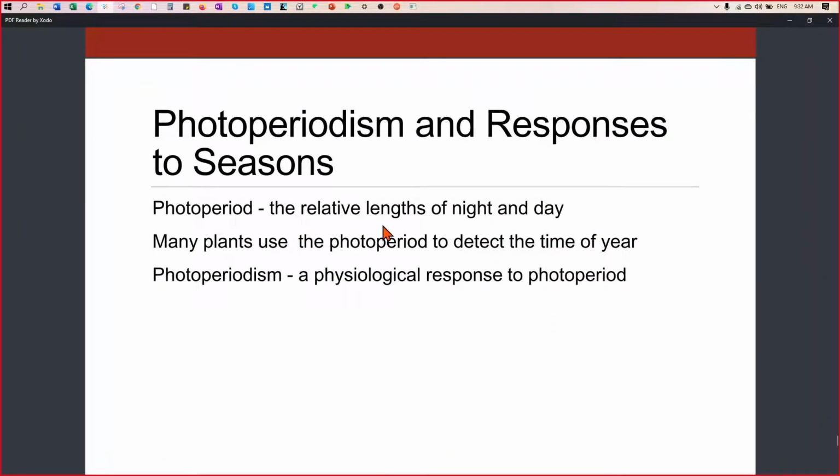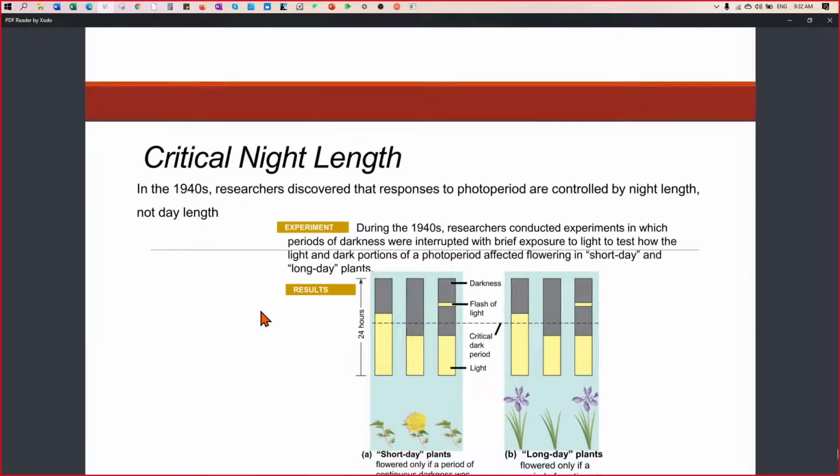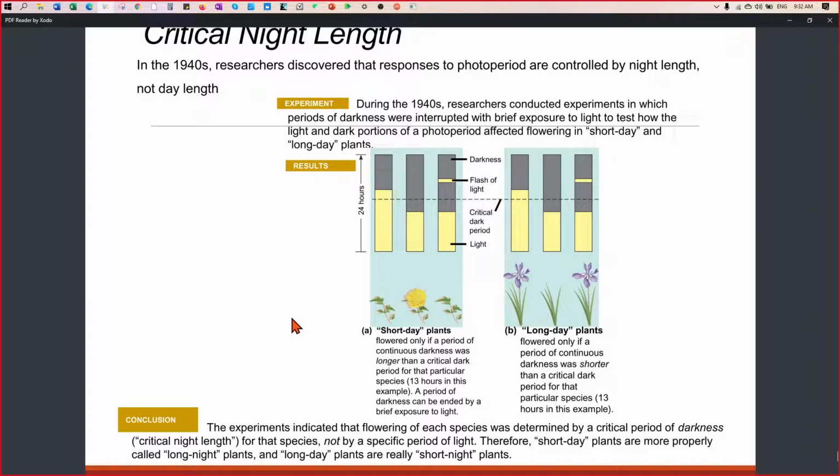Okay, so photoperiod is the relative length of day and night, and photoperiodism is the phenomenon, the physiological response due to the photoperiod duration. And this is where it comes again, the concept of short day, long day, and day neutral plant. Okay, so here's a simple example for you. We got the short day plants that require a shorter amount of daylight in order to flower, and you have long day plants which require a relatively longer daytime in order for them to flower.